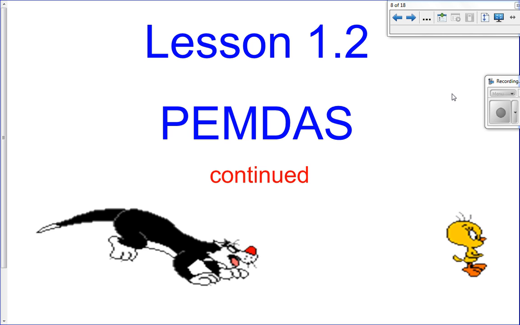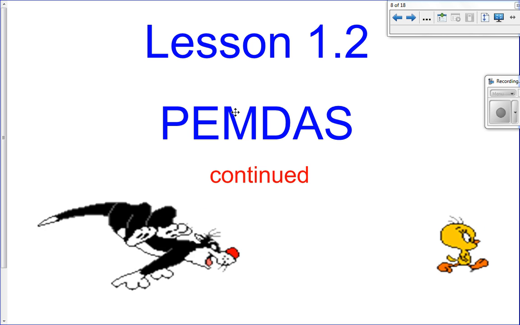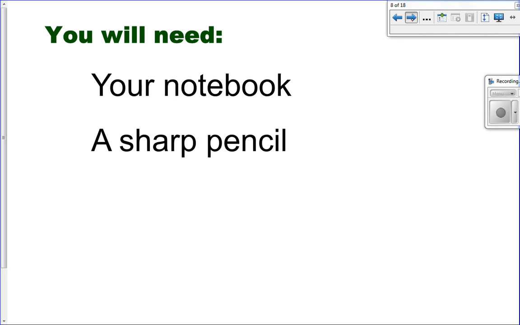Okay, yesterday we started lesson 1.2 and we were looking at the order of operations. Before you get started, you're going to need a couple of things. First, you're going to need your notebook. So open it up to the pages you were working on yesterday, and you're going to need a sharp pencil.